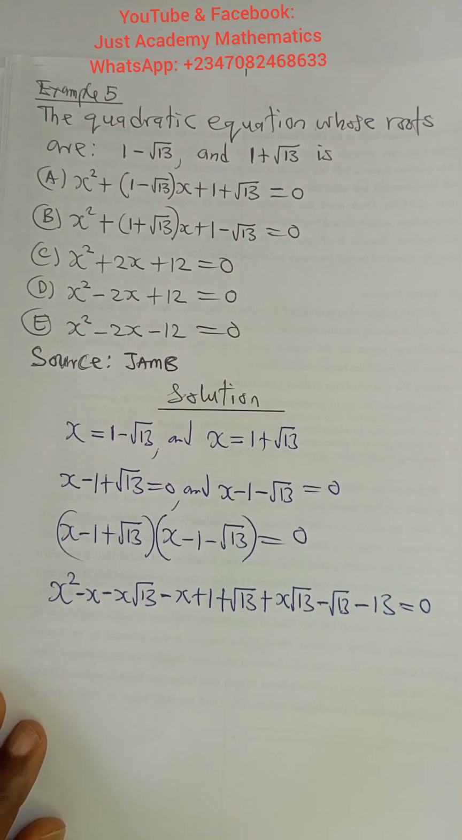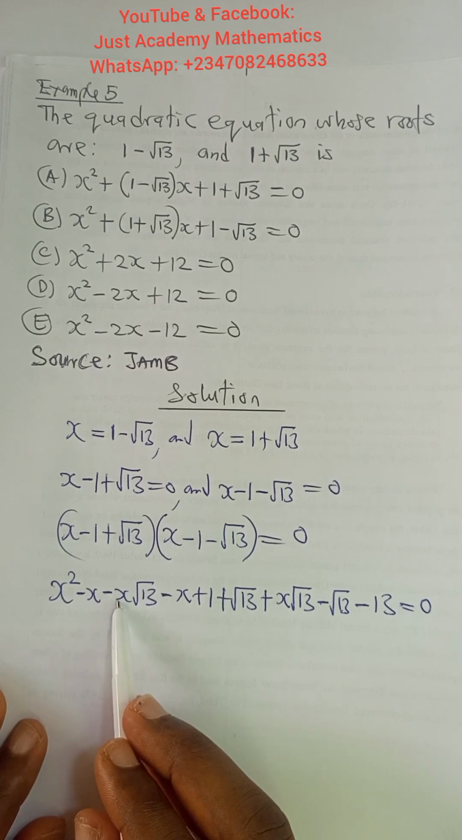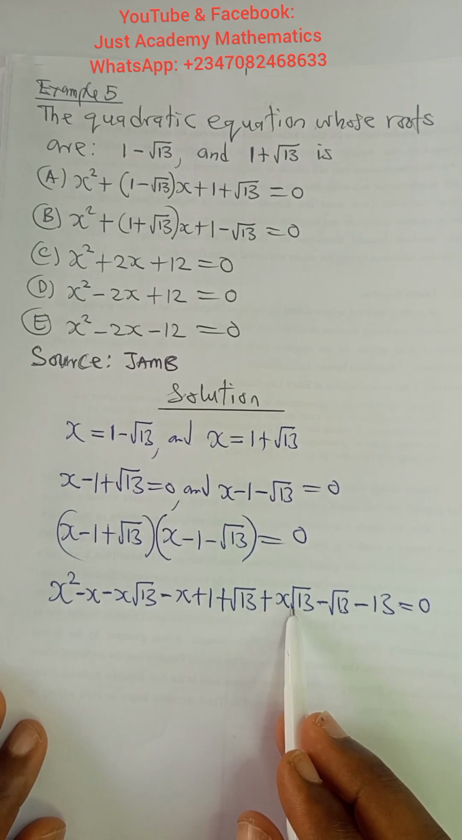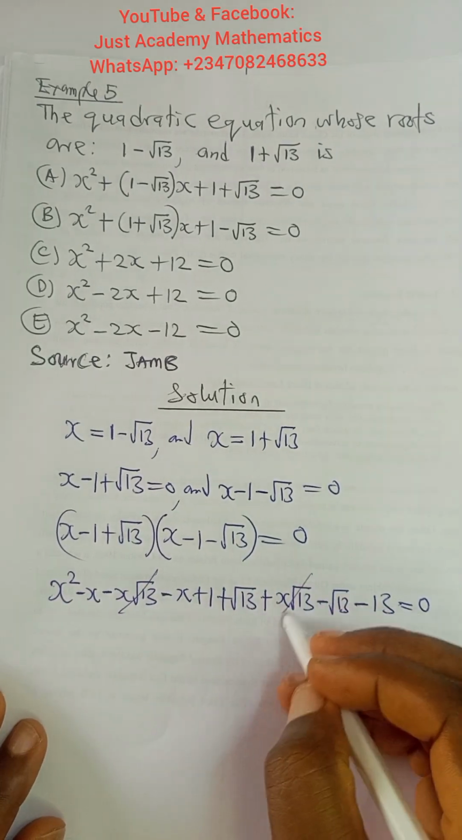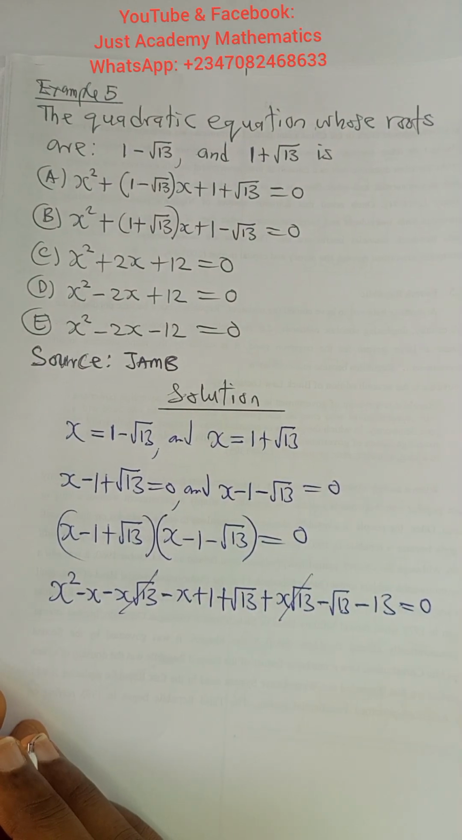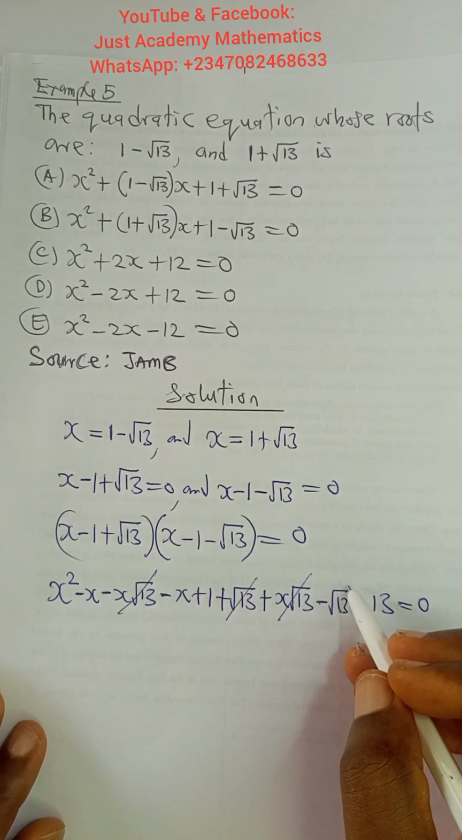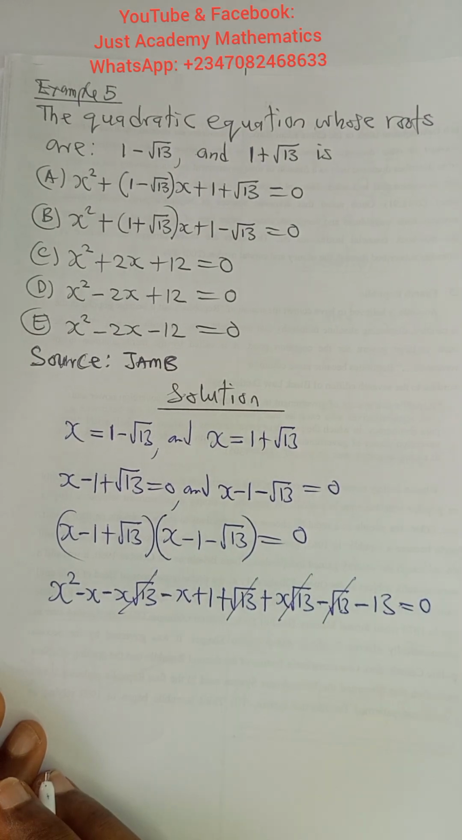If you notice carefully, you will see that this is minus x root 13. This is plus x root 13. So it's just like saying minus 1 plus 1, so this will give you 0. They are the same thing. And again, this is plus root 13. This is minus root 13. It will give you 0.